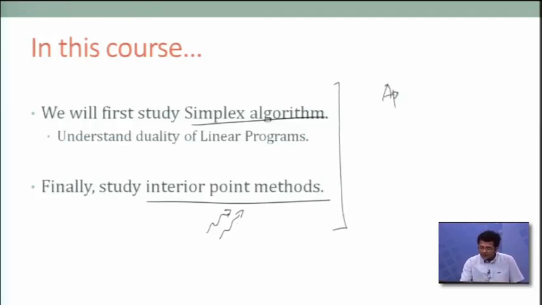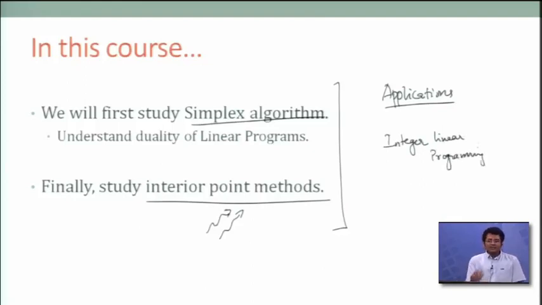The course is also going to have a lot of applications. We are going to try and motivate everything we do with lots of applications. And eventually, we are also going to study some integer linear programming, but mostly as a way of augmenting linear programming solvers with the ability to treat integer variables. Okay, so that's what we have on the menu for this course in the next few weeks.